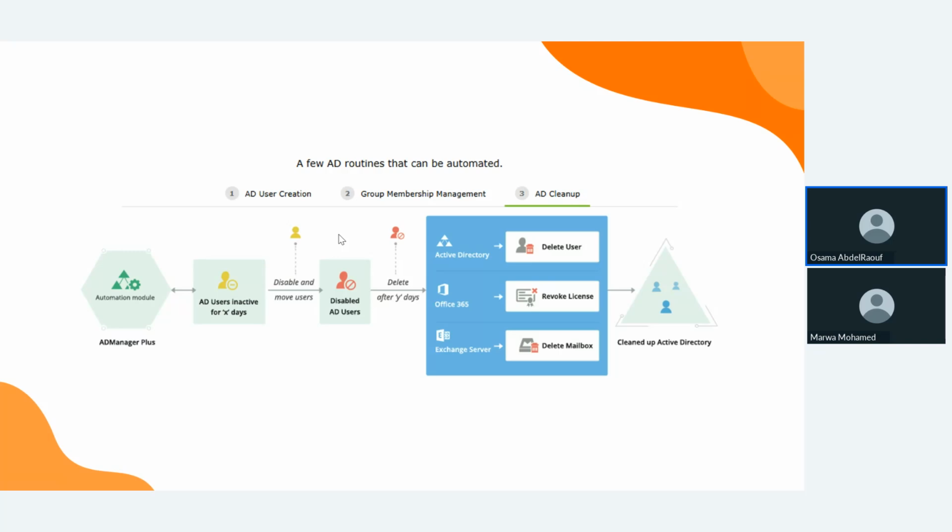OU for disabled users. You can revoke the license for M365 or Office 365. You can delete the users. You can delete the mailboxes. This is the automation or the cleanup function in AD Manager Plus.